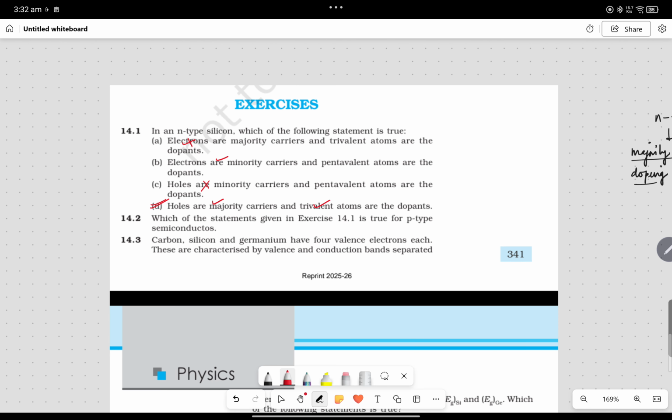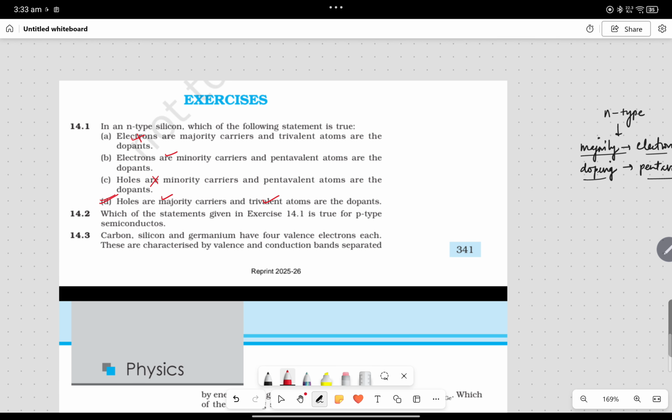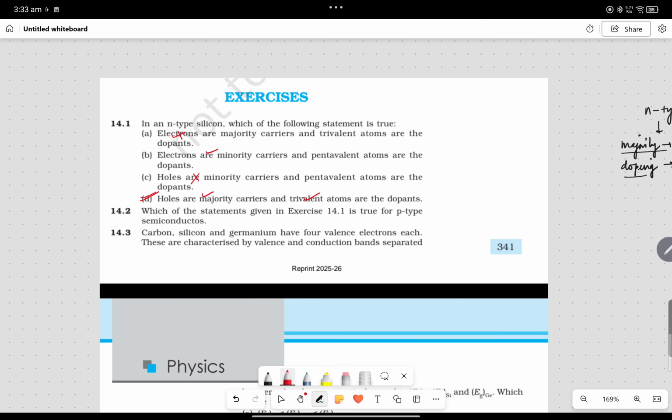Okay, so it is very easy. This is the same question, right? So this is 14.2. Okay.